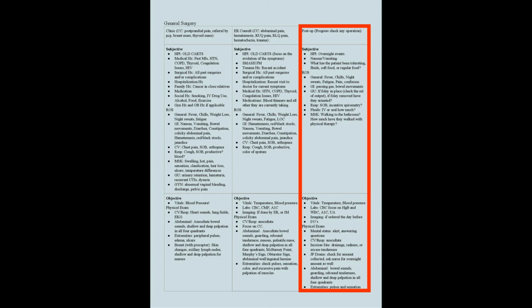So ideally, this walked you through what to focus on in each situation and what kind of questions you should be asking when you see a patient in the clinic versus when you see a patient post-op. All right, thank you.